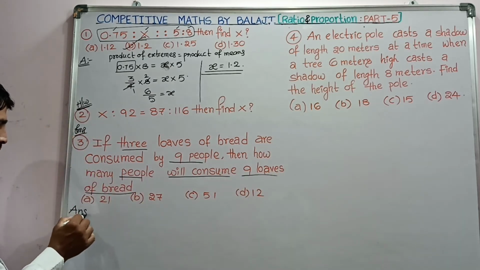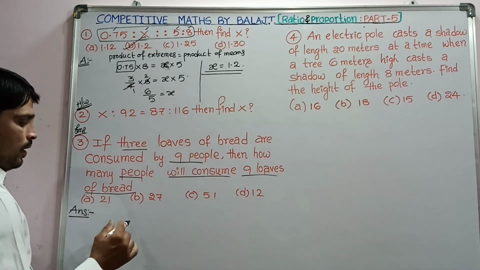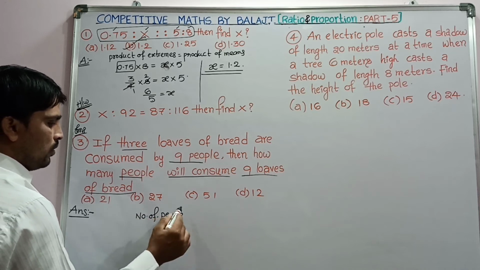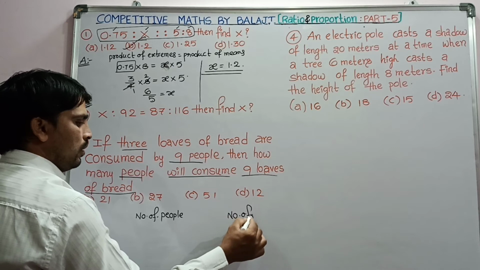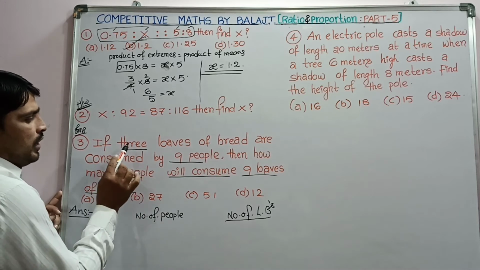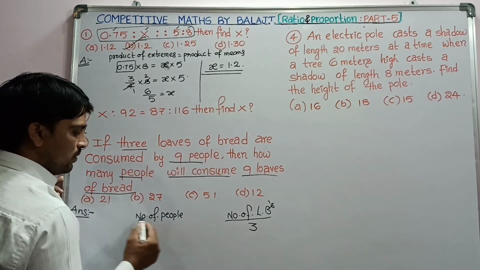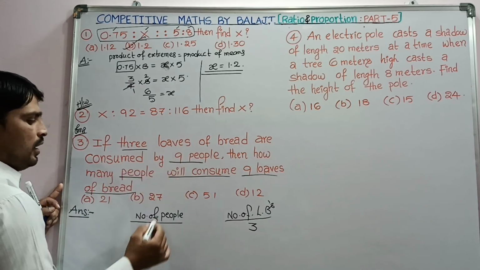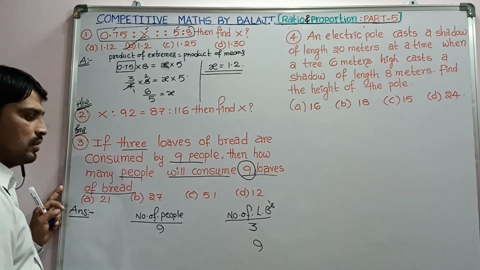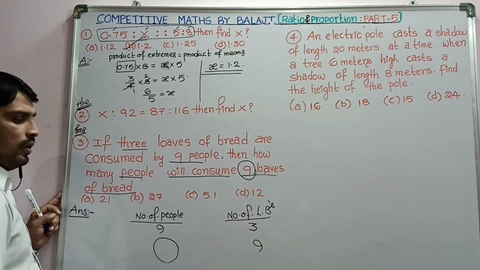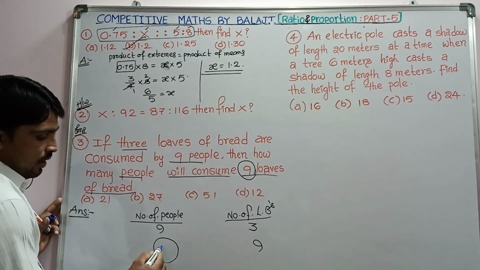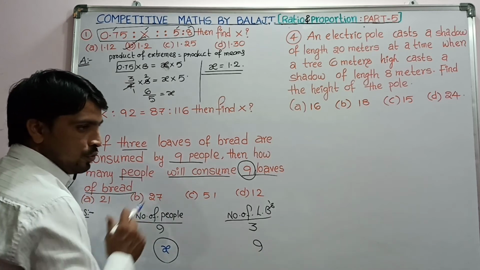Right. Solution is that here we have the number of people and the number of loaves of bread. Initially we have 3 loaves of bread consumed by 9 people. Now finally we have 9 loaves of bread. How many people can consume these 9 loaves of bread? Let us suppose x people will consume 9 loaves of bread.